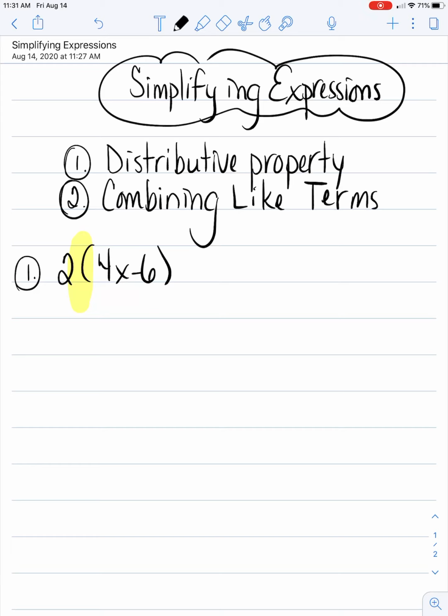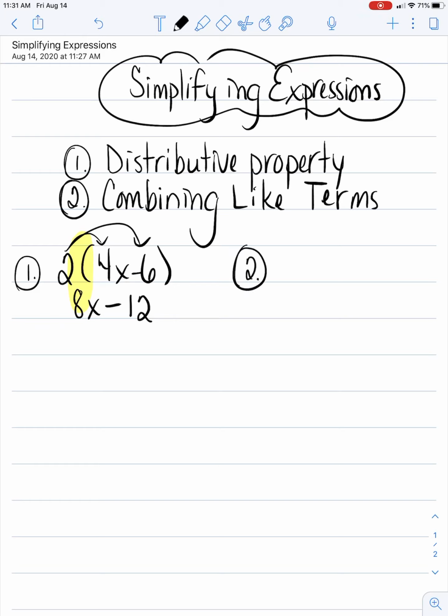All that means, if you'll remember from 6th and 7th grade, is we multiply everything inside the parentheses by the number outside. Remember, we use our multiplication, division, integer rules. Same signs are positive, different signs are negative. So positive 2 times positive 4x is positive 8x. Positive 2 times negative 6, the signs are different, so my answer is negative, and 2 times 6 is 12. So that's the key to look for with the distributive property.